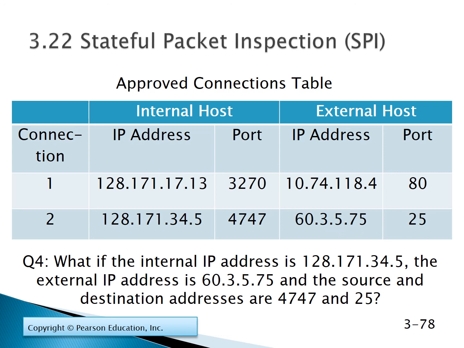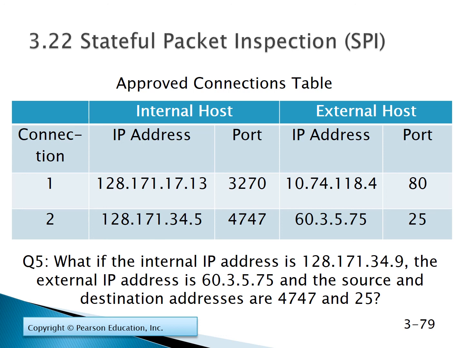Then, for example, what if the internal IP address is 128.171.34.5? That's this one, and the external IP address is this one, and the source and destination ports are 4747 and 25. So basically, it's matching route 2, or connection 2. So this packet is from a connection that is already open, so this packet will be approved.